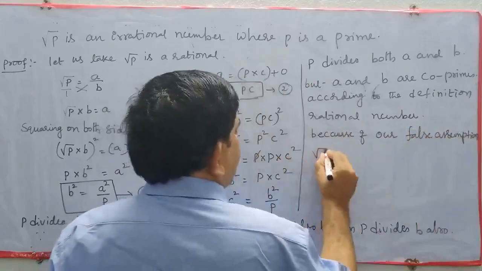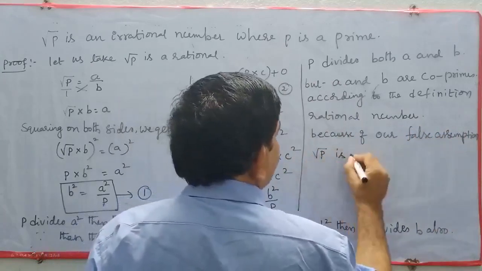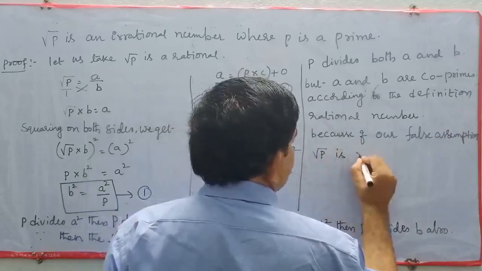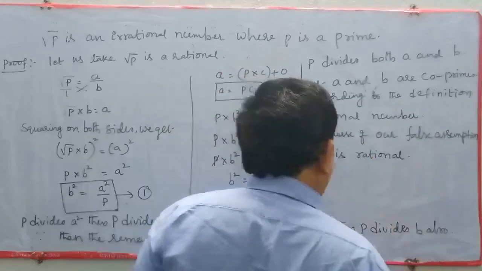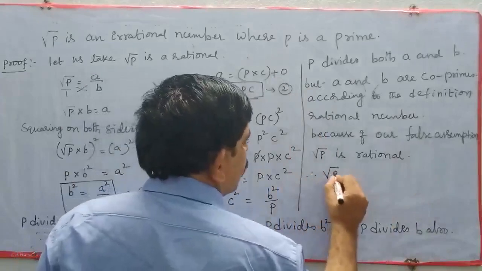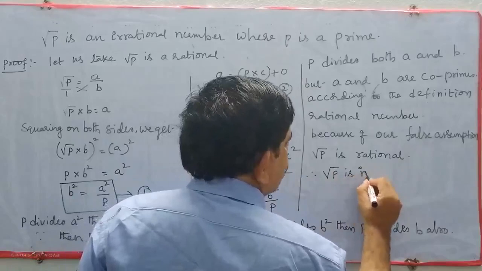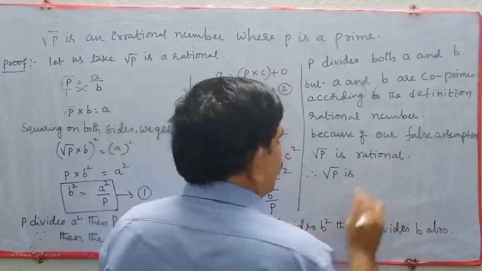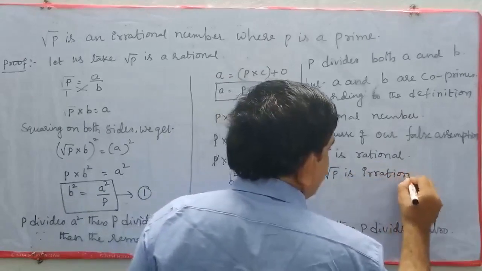root p is rational. Therefore, root p is irrational. Root p is irrational.